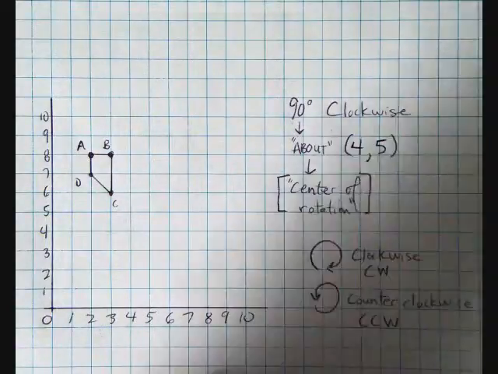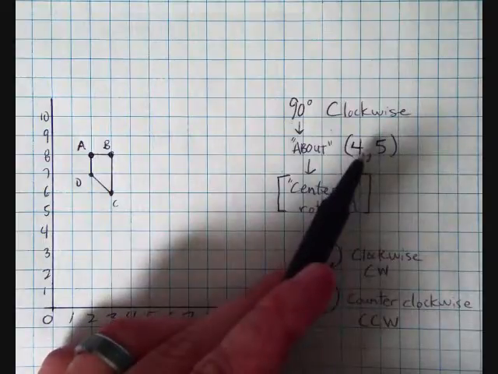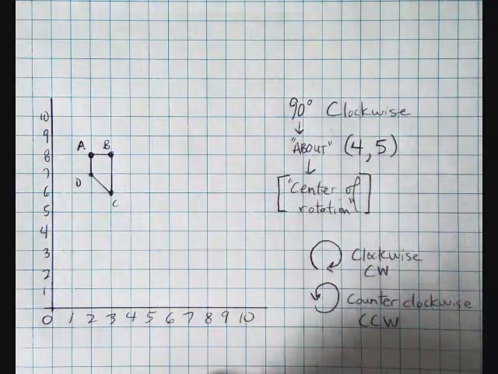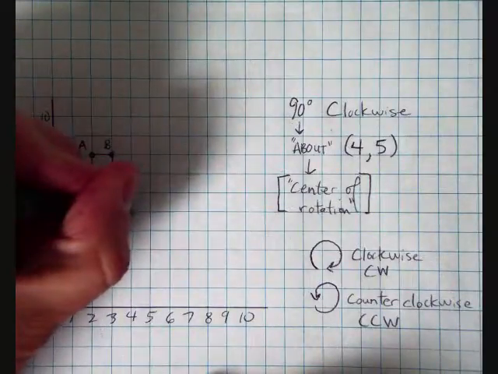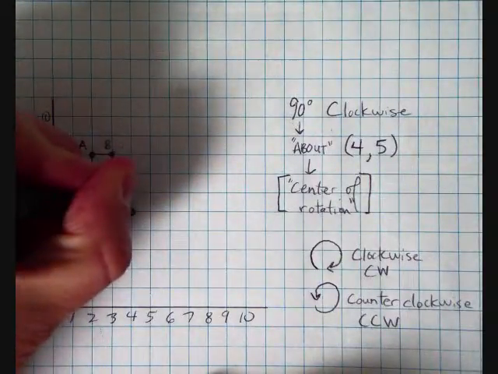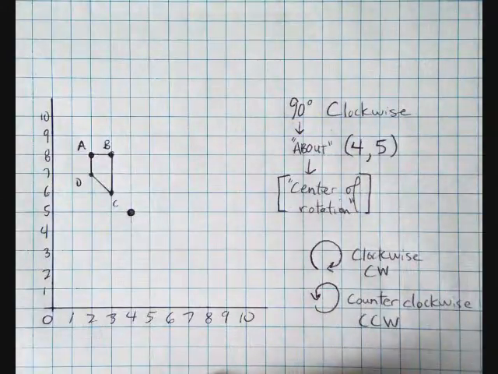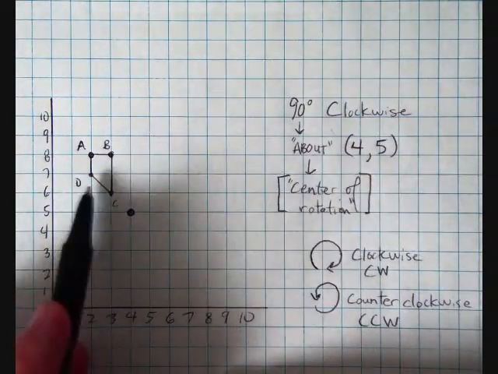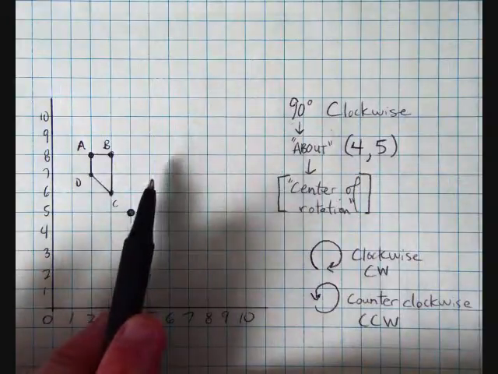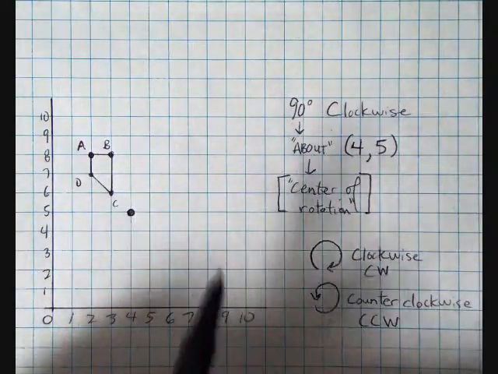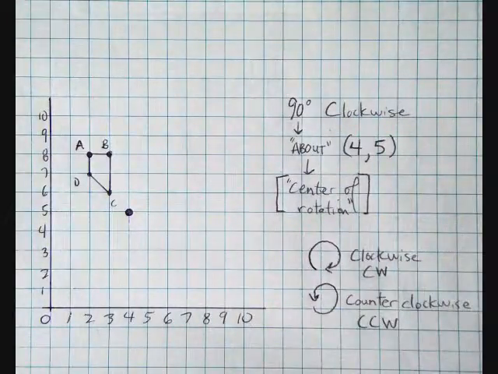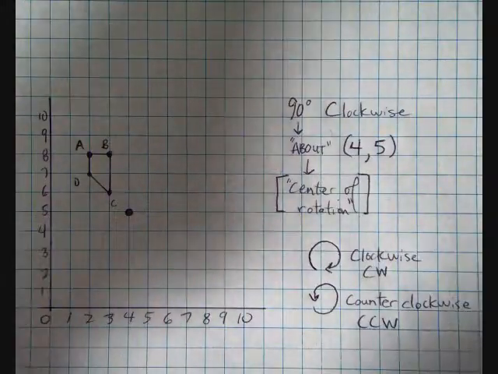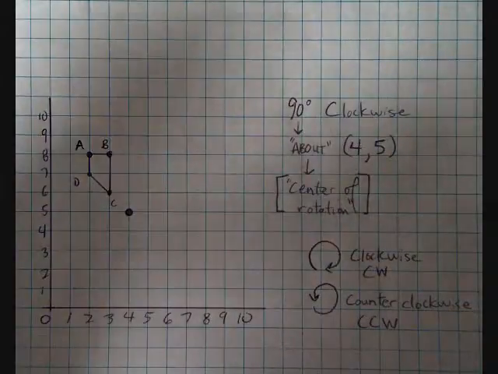And then it's going to give you a point, which will be the center of your rotation. So if I go to 4, 5, which is right here, this dot right here is the center of my rotation. Okay, so we're rotating this figure 90 degrees clockwise about 4, 5. It does really make a difference where your center of rotation is. Depending on how far away your figure is from the center of rotation, it's going to throw it into different locations, so you really need to make sure.